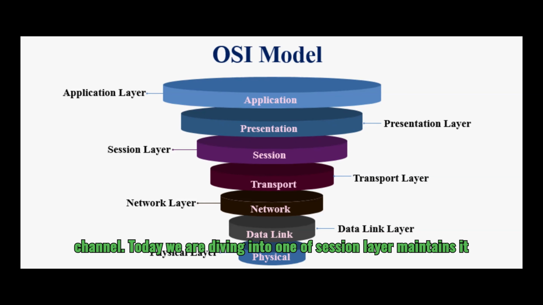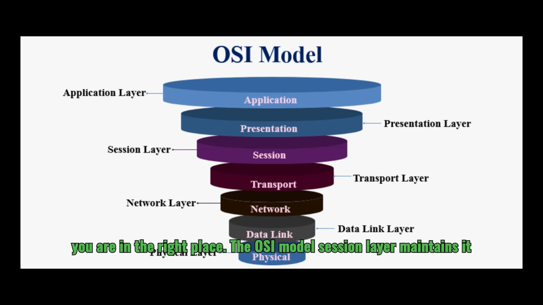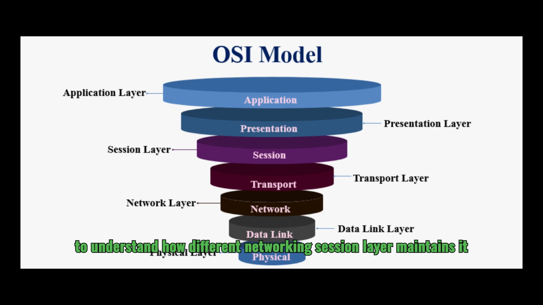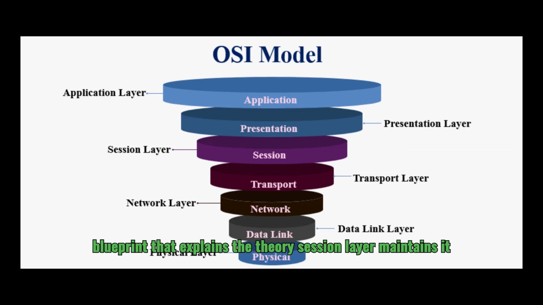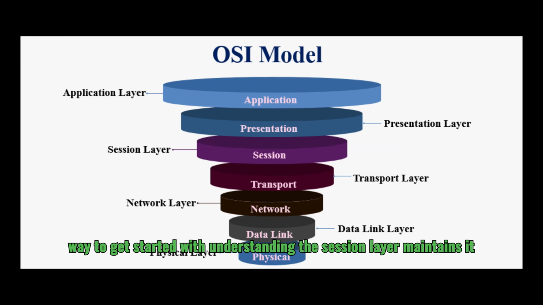Today we are diving into one of the most fundamental concepts in computer networking, the OSI model. If you are new to networking or just looking to brush up on your basics, you are in the right place. The OSI model, or Open System Interconnection Model, is the standardized framework that we use to understand how different networking protocols interact. Think of it as a blueprint that explains the theory behind computer networking, while in practice the more compact TCP/IP model is used in real-world networking. The OSI model is a great way to get started with understanding the basics.